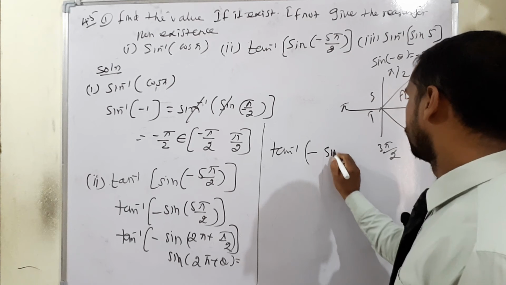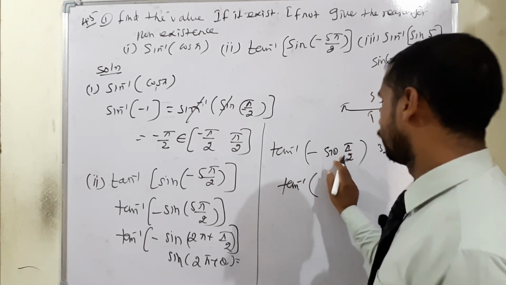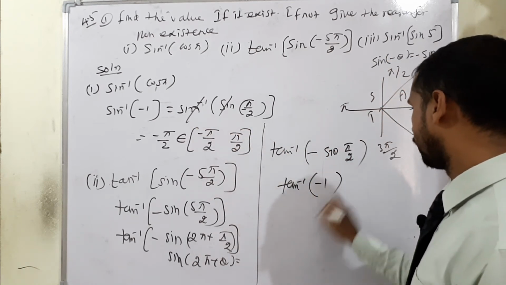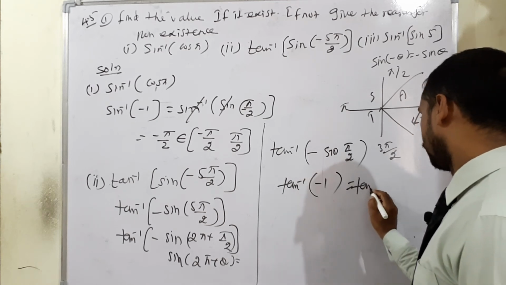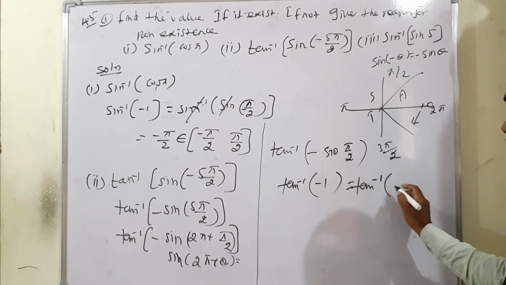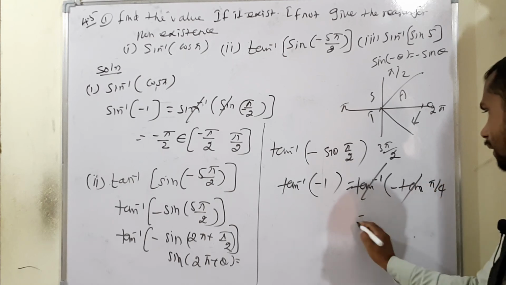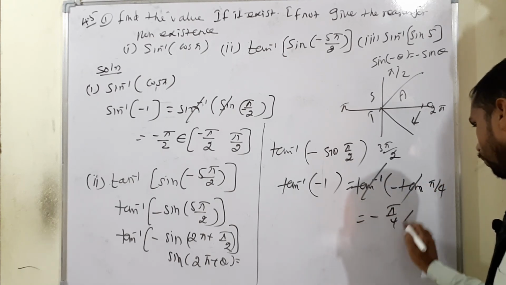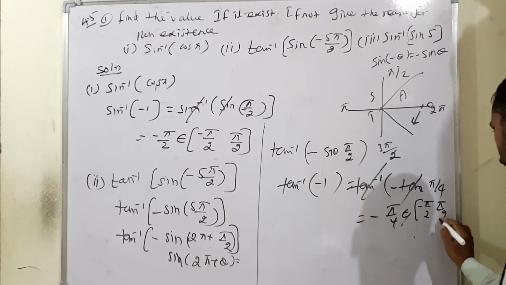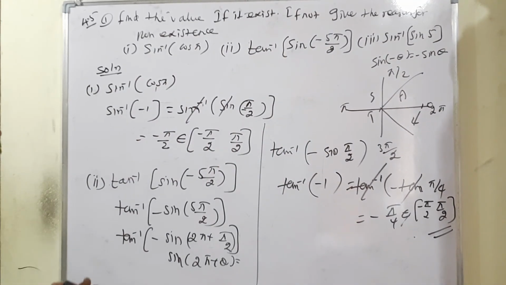Sine pi by 2. As in the first question, we know sine pi by 2 means the value will be 1, but minus 1 is there, so we can write minus 1. Again, tan inverse of tan pi by 4 has value 1, but here the negative sign is there, therefore we can write negative tan pi by 4. So, tan inverse and tan cancel, which means negative pi by 4. It belongs to negative pi by 2 to positive pi by 2. Subdivision 2 is over. Moving to subdivision 3.